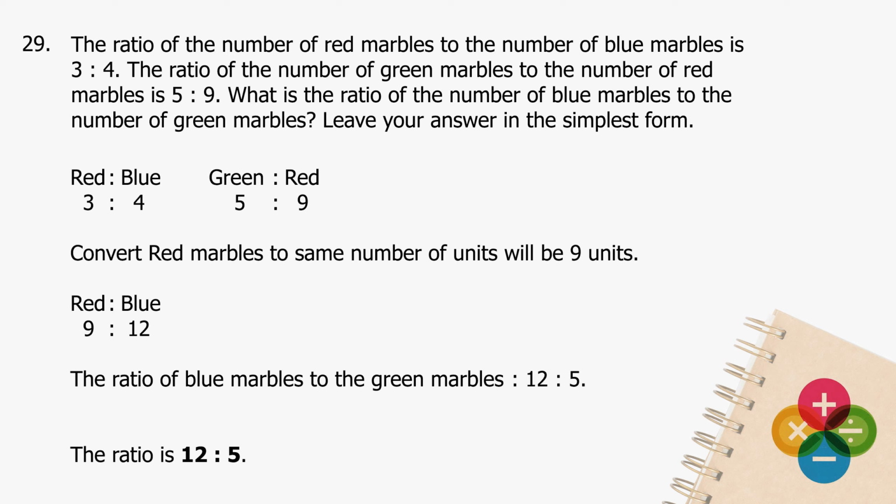The ratio of red marbles to blue marbles will be 3:4. The ratio of green marbles to red marbles will be 5:9. Convert red marbles to the same number of units, which will be 9 units. The ratio of red marbles to blue marbles will be 9:12. The ratio of blue marbles to green marbles will be 12:5. The ratio is 12:5.